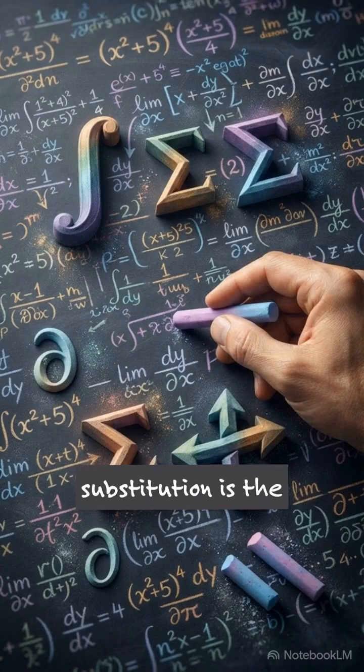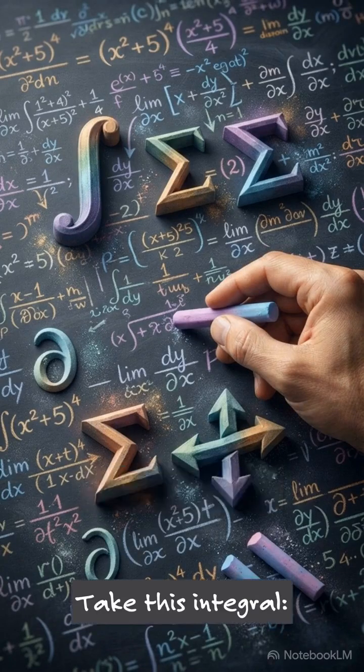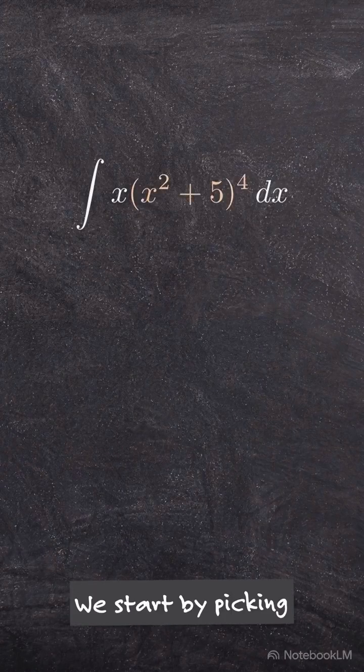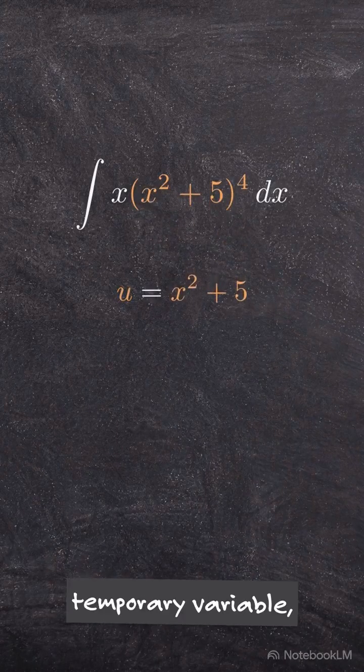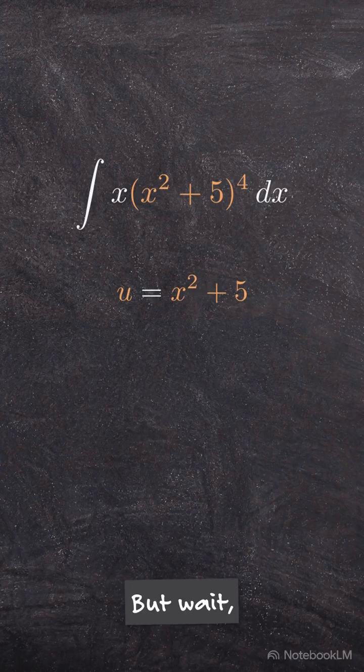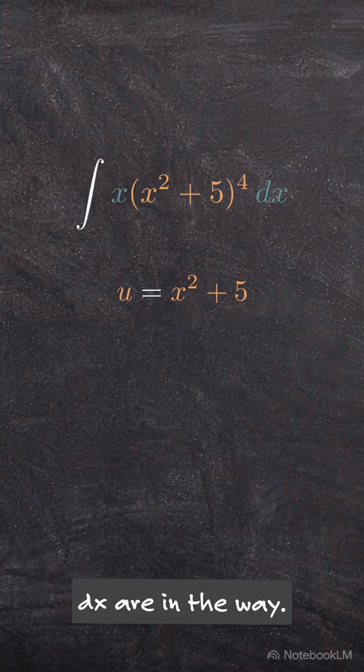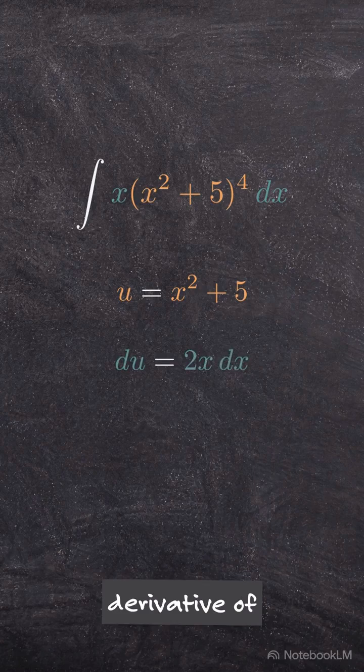Integration by substitution is the ultimate trick for unpacking a messy calculus problem. Take this integral, x times (x squared plus 5) to the fourth power dx. We start by picking an inner function to act as our temporary variable, u. But wait, we can't swap u in yet. The leftover x and dx are in the way. To see how to replace them, we take the derivative of our u equation. This gives us du equals 2x dx.